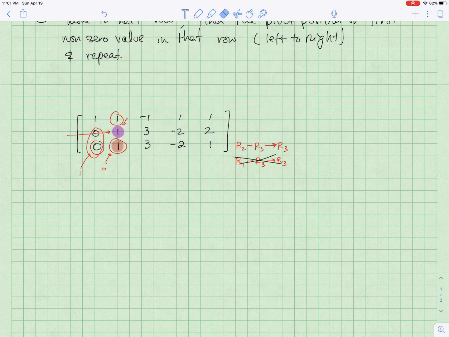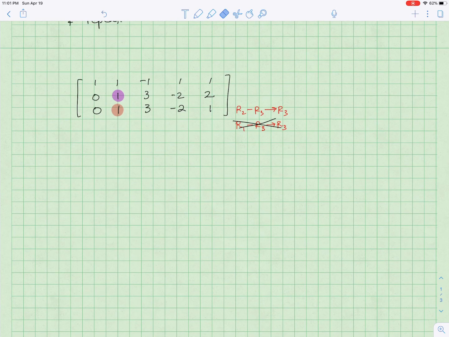And I want to erase a lot of this arrow stuff here because it's really crowding the problem. So here we go. We are going to stick with this operation right here. This is the operation we're going to do. Row 2 minus row 3 is my new row 3. And if I write that out, that's 0, 1, 3, negative 2, 2 minus 0, 1, 3, negative 2, 1.